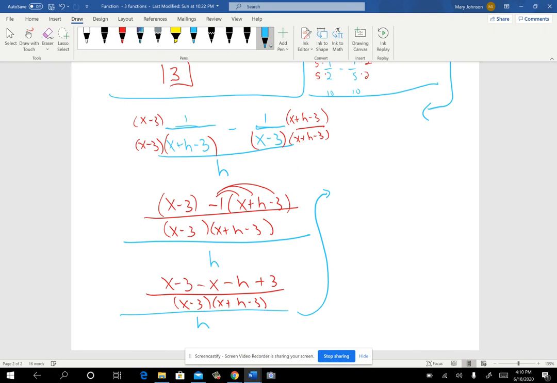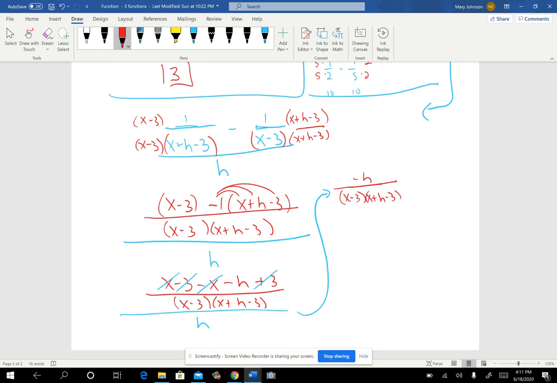I hope you're following along okay. We're just working on simplifying. And so here now we have the x's are canceling, the -3 and the +3 are canceling. So now we have a negative h on top divided by this denominator we created still, that we don't need to multiply out.